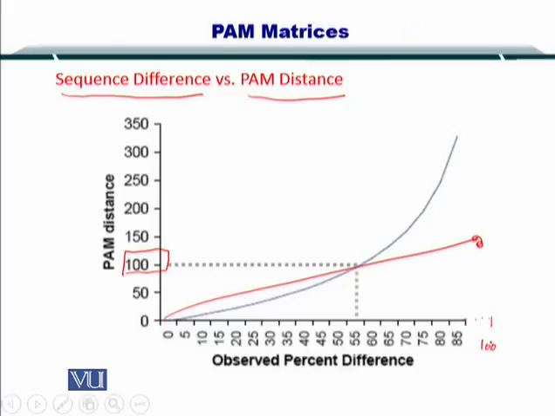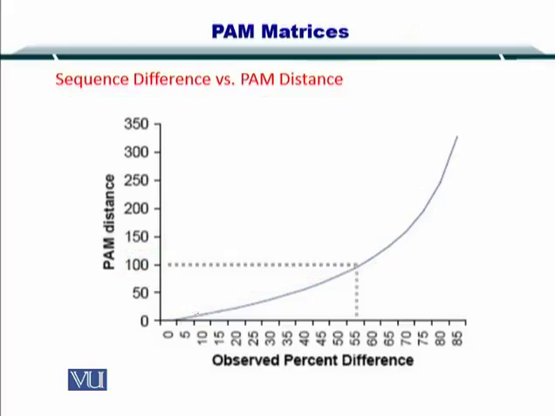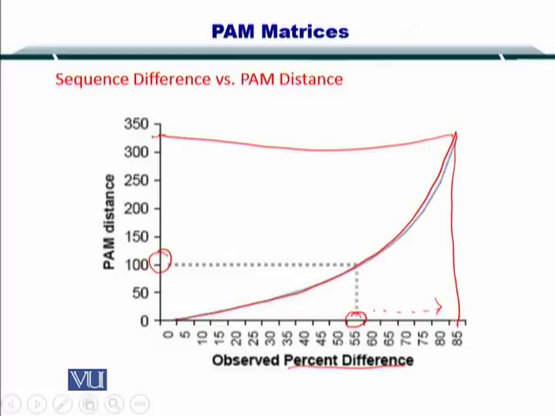But that is not the case, because one site upon mutation may further mutate and thereby accumulate multiple mutations. Therefore, the experimental data shows that if you have a PAM distance of 100, only 55 to 60% of the sites in a protein are actually mutated. If you go further, then the PAM distance may increase to over 300 for an 85% variation in the sequence.